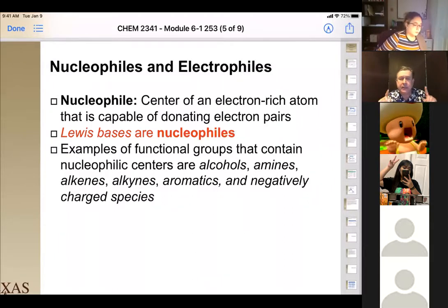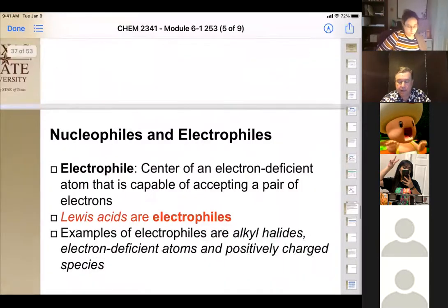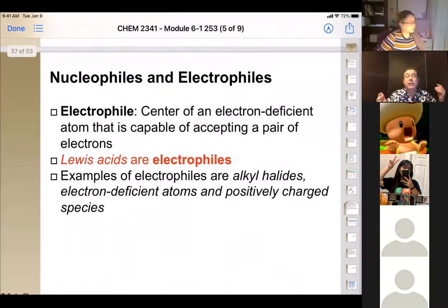Okay. Which means, in contrast, electrophiles must be the opposite, right? The electrophile must be an electron deficient atom capable of accepting an electron pair to form a new sigma bond, which means Lewis acids are electrophiles. They're willing to accept that lone pair. And when we think about that, we think about alkyl halides, electron deficient atoms, and positively charged species. But why are alkyl halides electrophiles?